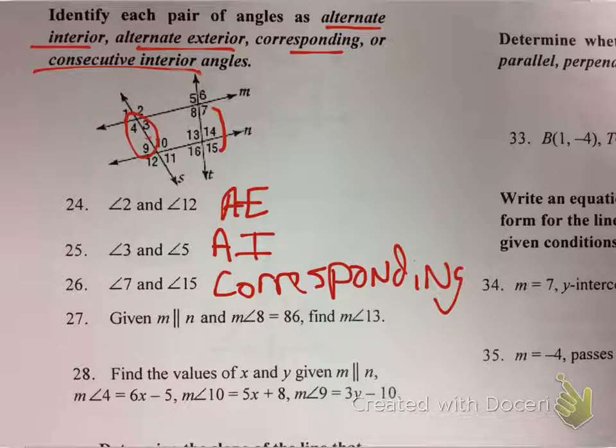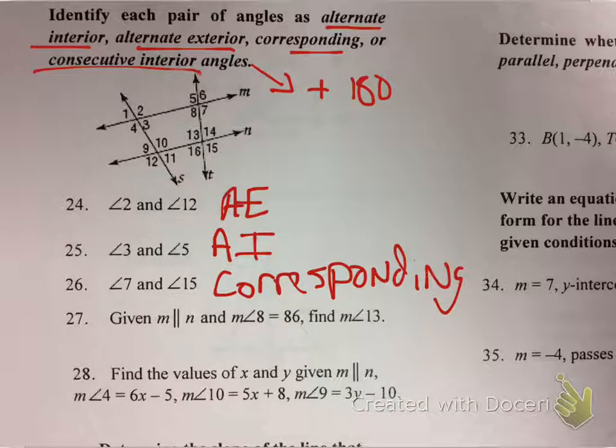All right, so we need to make sure you know the properties, not just the definitions or what they look like, but know the properties. Like alternate interior, we know they're the same. Alternate exterior should also be the same. Corresponding should be the same. Consecutive interior, remember, will add up to 180.